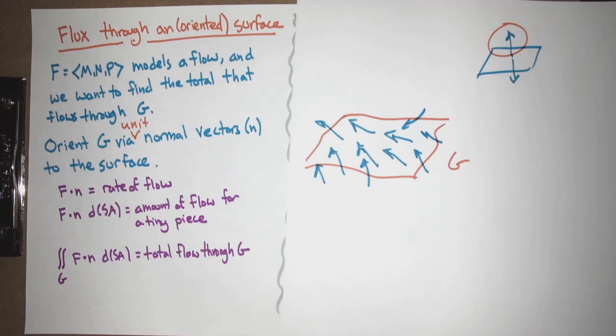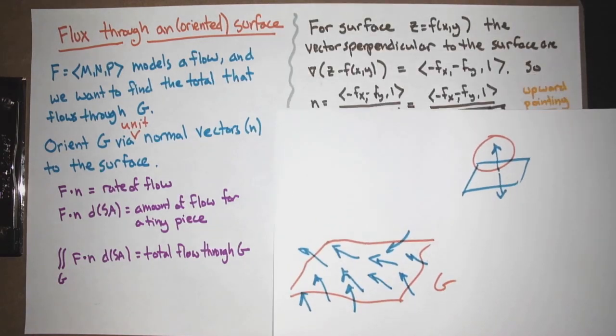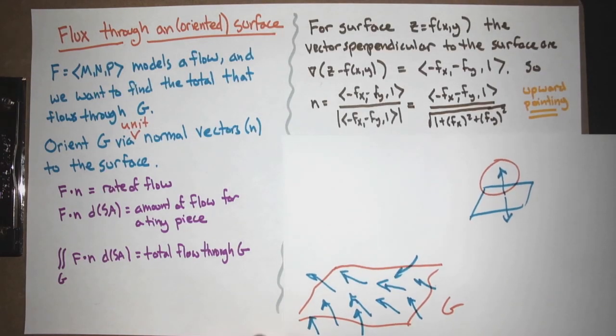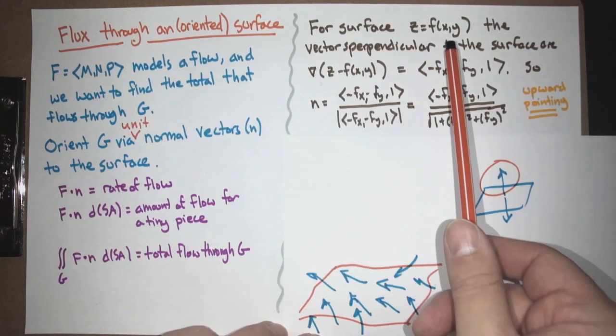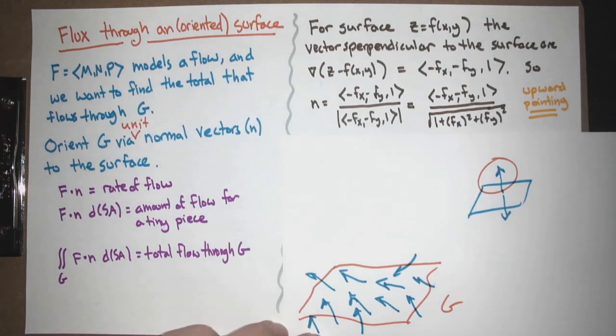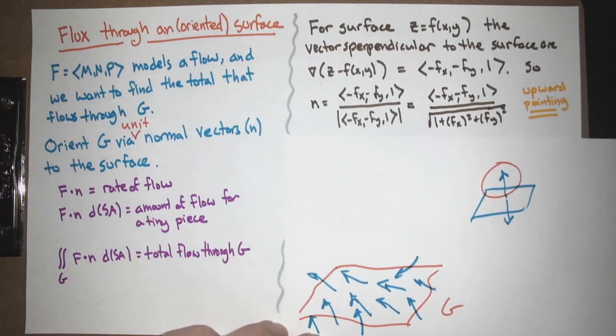Well, we already know that things get very messy with this dS term, and probably things are going to get messy with our n term. So let's see what happens. If our surface looks like z equals f of x, y, then how do you find vectors perpendicular to that surface?